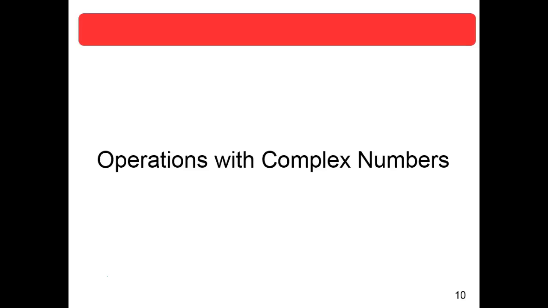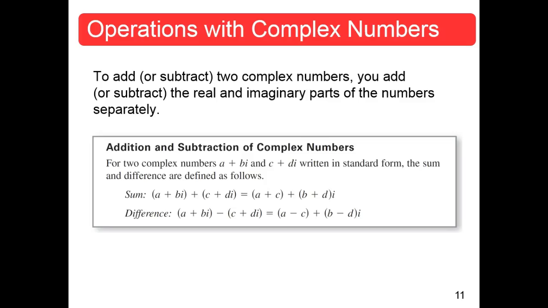Let's look at other operations. Well, let's look at the operations with complex numbers. What are our 4 basic operations? Adding, subtracting, multiplying. We'll do those 3 first, and then we'll come back and do the division. So to add or subtract 2 complex numbers, you add or subtract the real parts and the imaginary parts separately. Basically, it's a lot like binomials. In fact, you're going to see this over and over and over again. It's a lot like a binomial, okay?